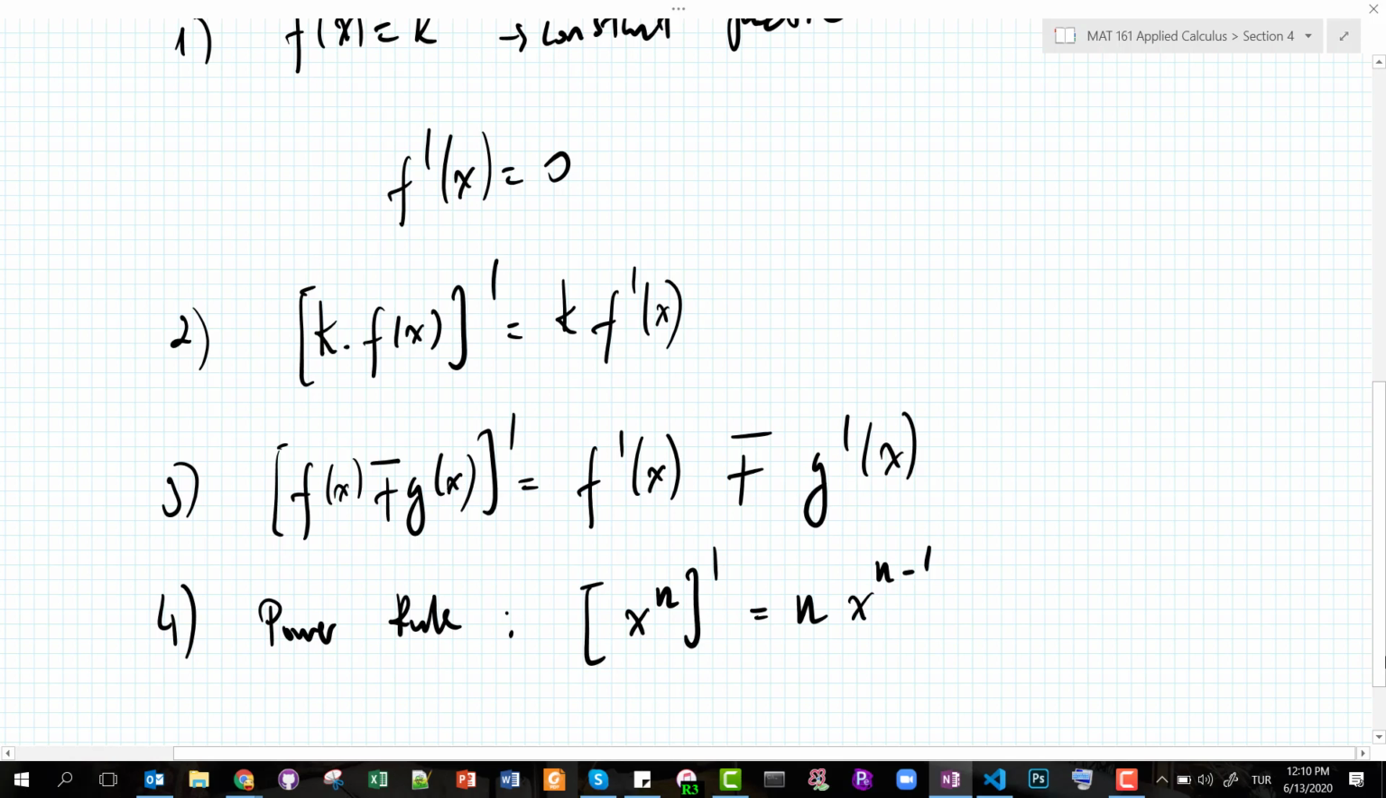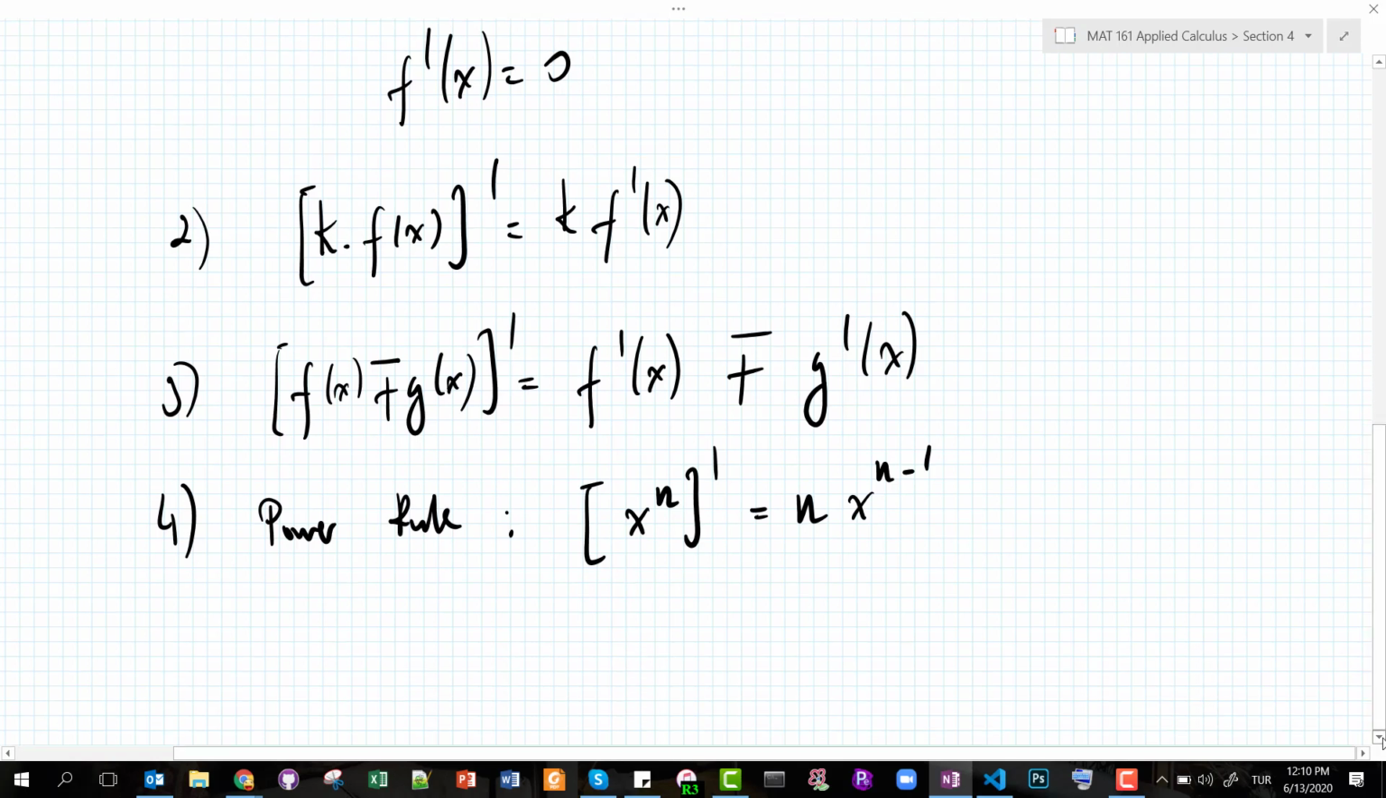Now, with these four rules, you will see we will be able to solve a lot of problems, and then also we're going to apply this in real world problems. So let me give you a couple examples.